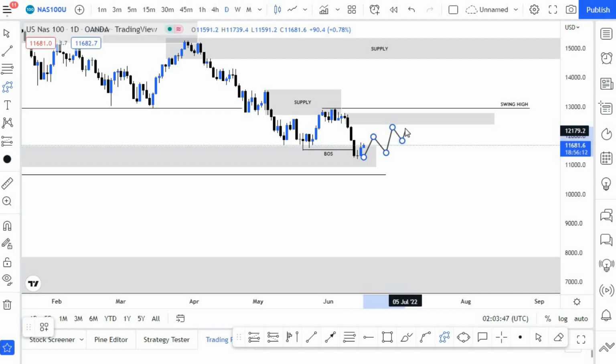It's possible the price will give you the continuation pattern, change of character, and the price will give you a breakout structure, and then this will be your next demand zone target. So now you know where the price is coming from.